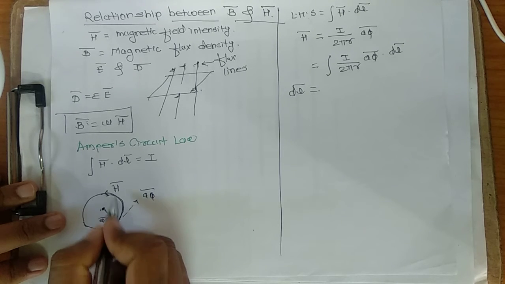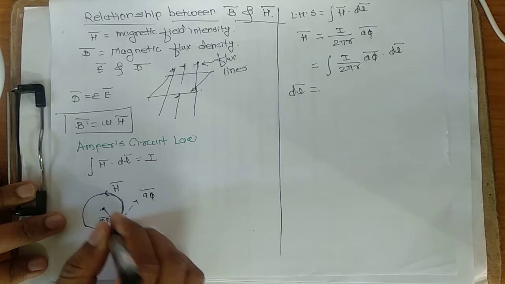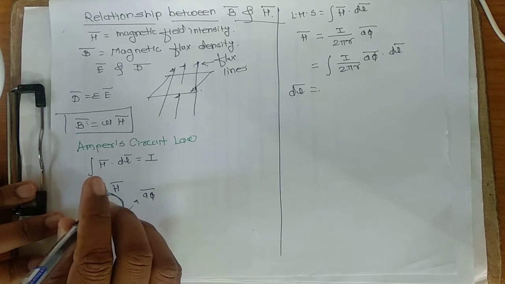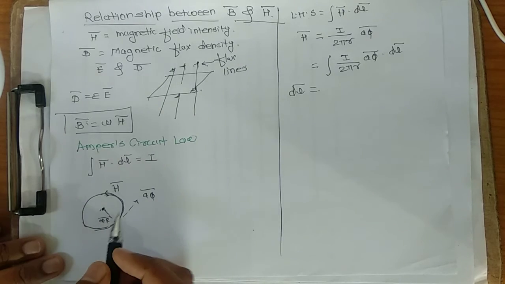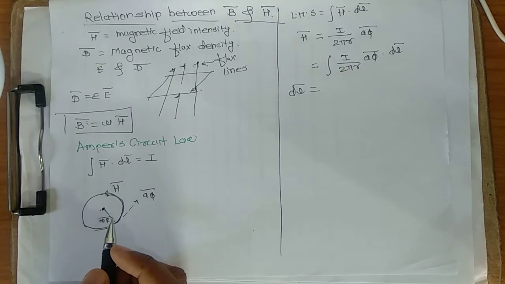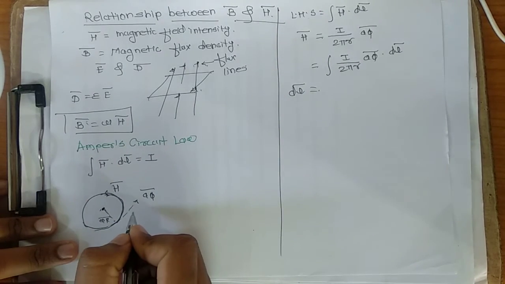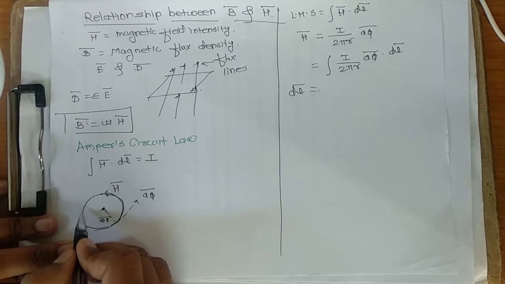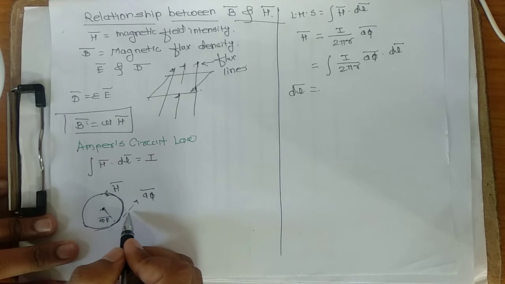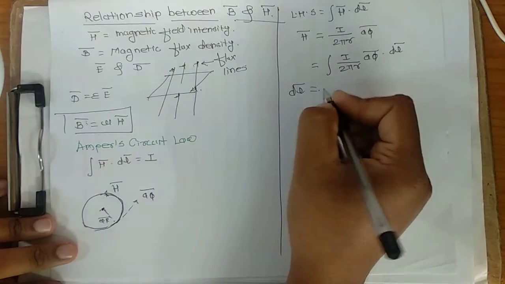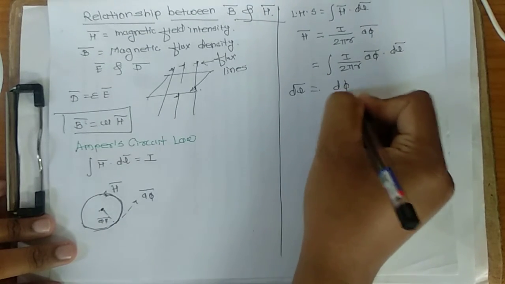There are 3 unit vectors in this coordinate system, that is the r phi z cylindrical coordinate system: ar, a phi and az. Okay, so 3 coordinates are there. In those 3 coordinates, only one unit vector is suitable for this, that is a phi bar, because this h bar is moving in the a phi bar direction. So we have to use that a phi bar. So dl bar is equal to, you can write, d phi a phi bar.